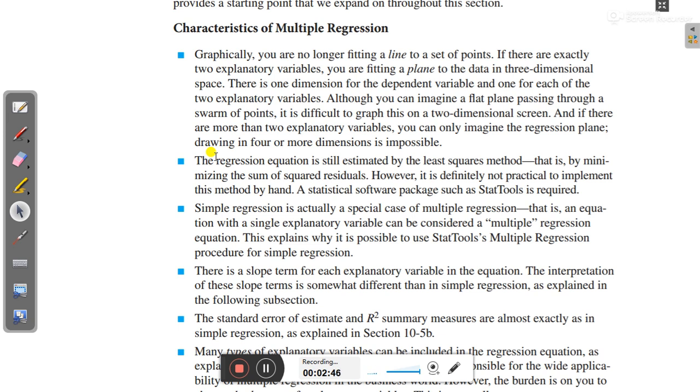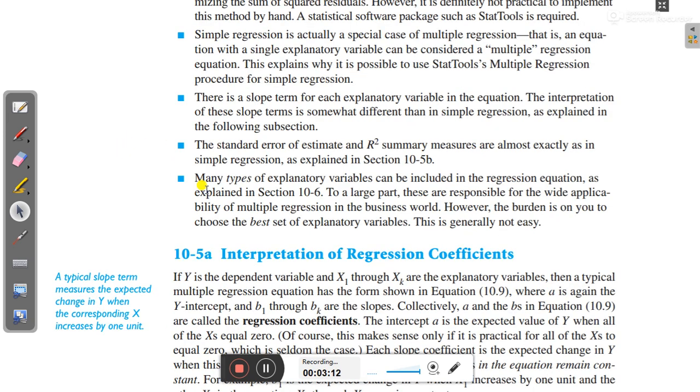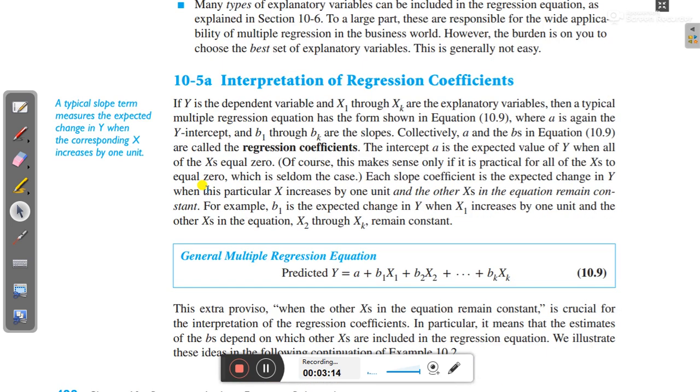Simple regression is actually a special case of multiple regression, that is, an equation with a single explanatory variable can be considered a multiple regression equation. This explains why it is possible to use the Data Tools multiple regression procedure for simple regression. There is a slope term for each explanatory variable in the equation. The interpretation of these slope terms is somewhat different than in simple regression, as explained in the following subsections.